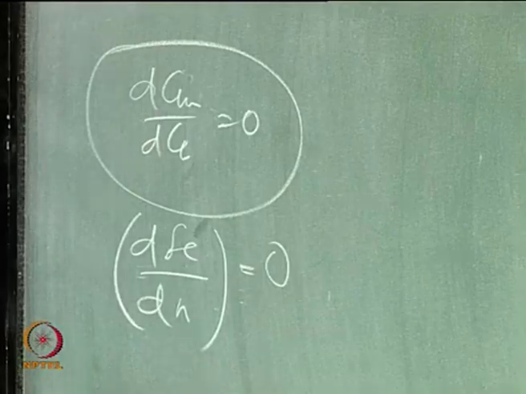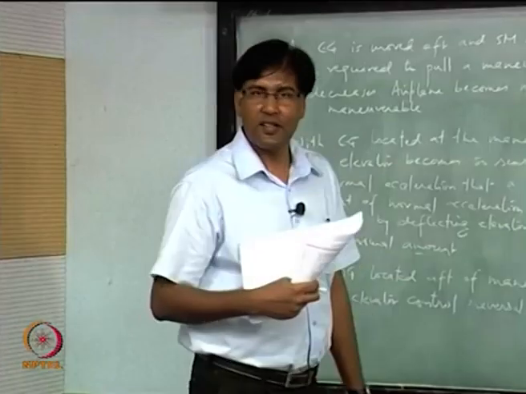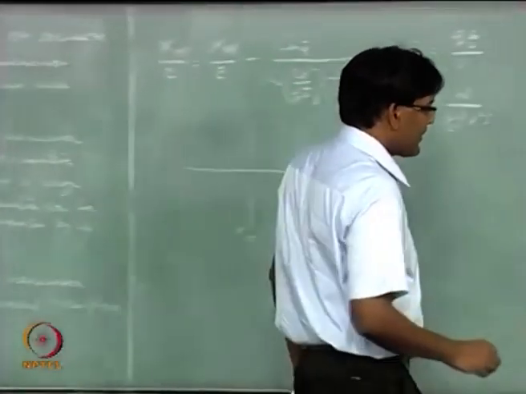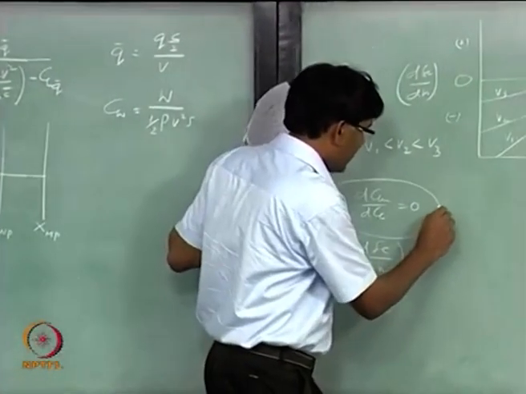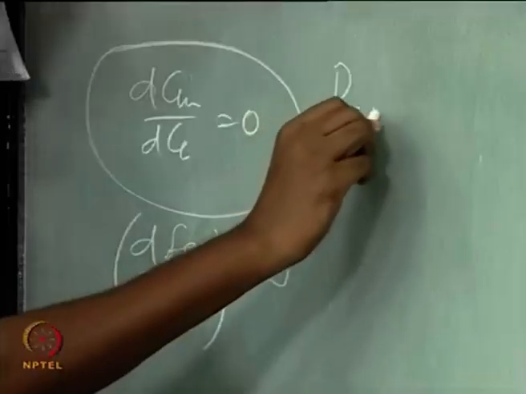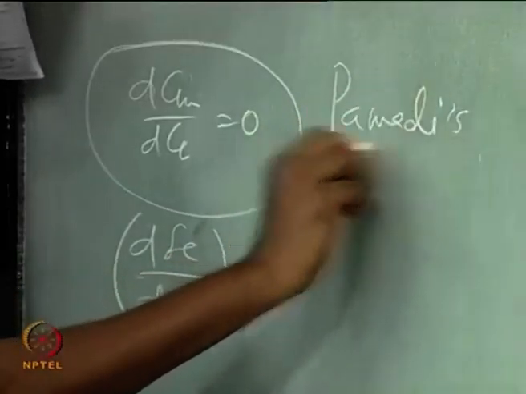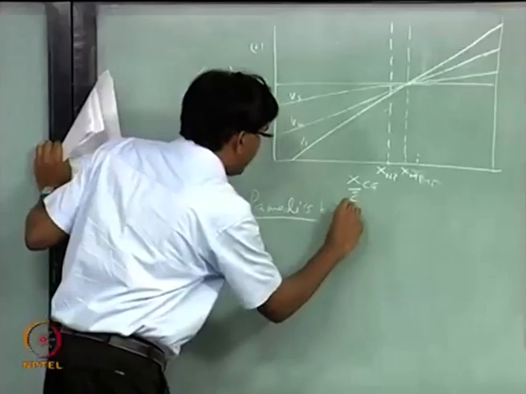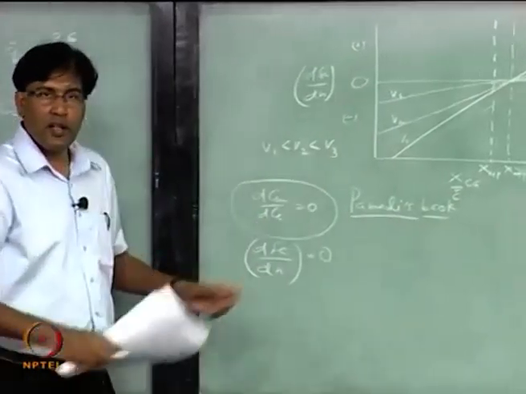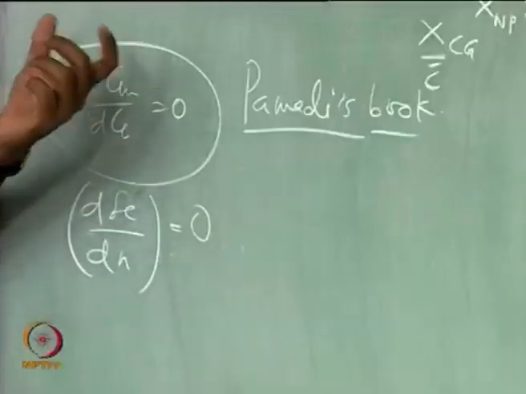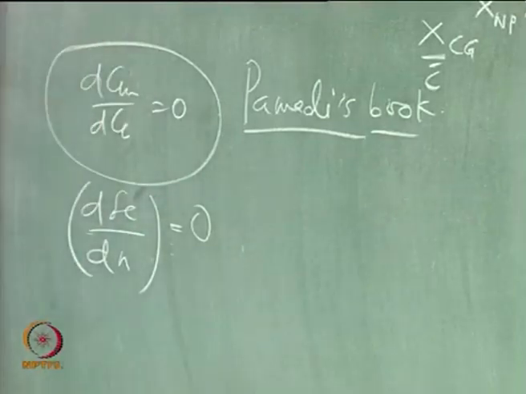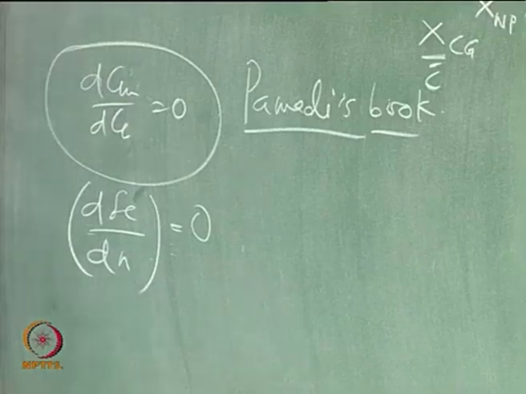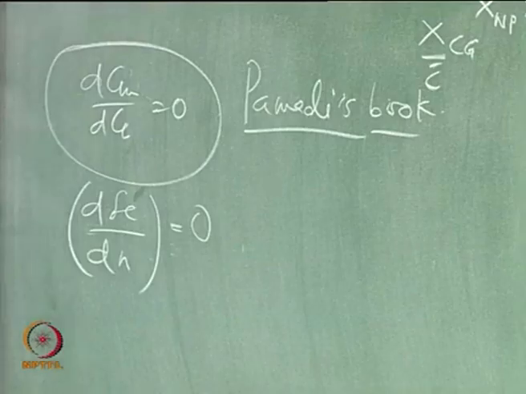And can somebody work this out? Try this out. So, this is how in Pamadi's book they are trying to find out the maneuver point, okay. And see if you get the same expression using both relations.